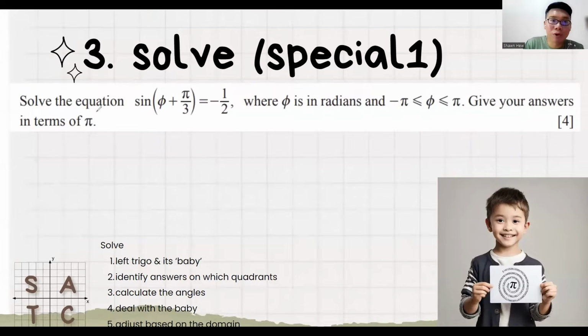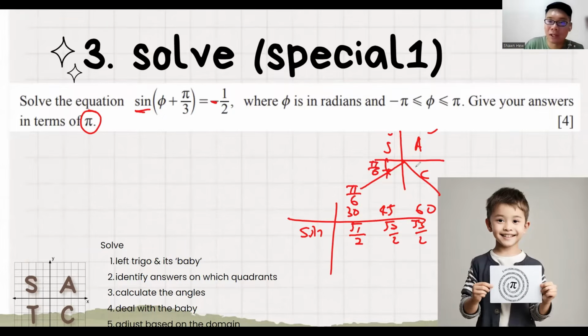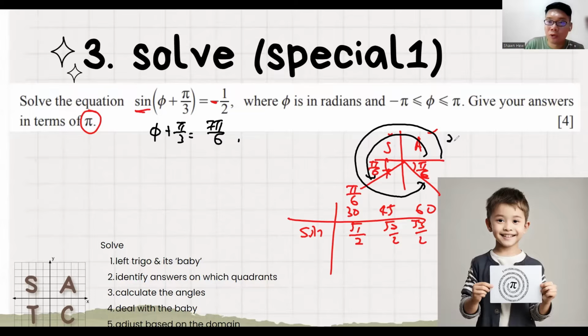Second question also forces you to write in terms of pi, and then they say sine is negative. Sine is positive here and here, sine is negative is these two. So we can confirm sine 1 over 2 is 30 degrees, pi over 6. Pi plus pi over 6 is 7 pi over 6. 2 pi minus pi over 6 is 11 pi over 6.